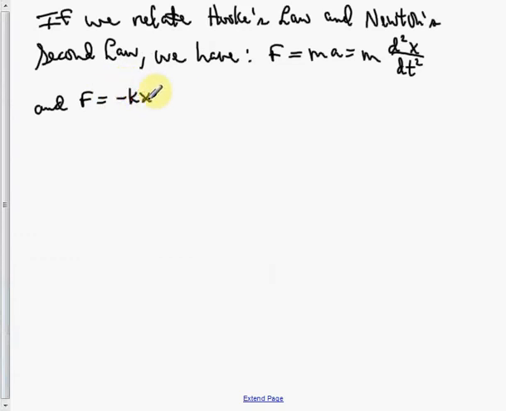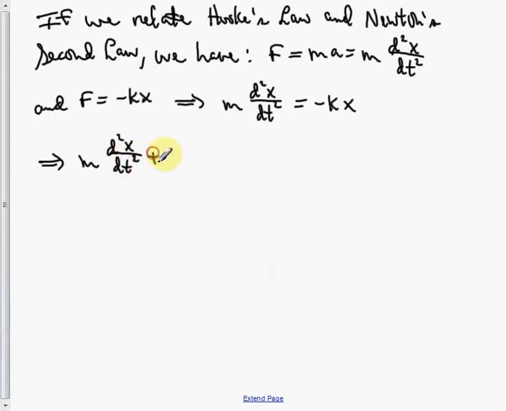I use x to relate the same movement with respect to the second derivative, right? So this implies that we have m times this second derivative is equal to negative kx. If we get everything on the same side, this is m times the second derivative plus k times x is equal to 0. Let's divide through by the m. So this implies that the second derivative plus k over m times x is equal to 0.